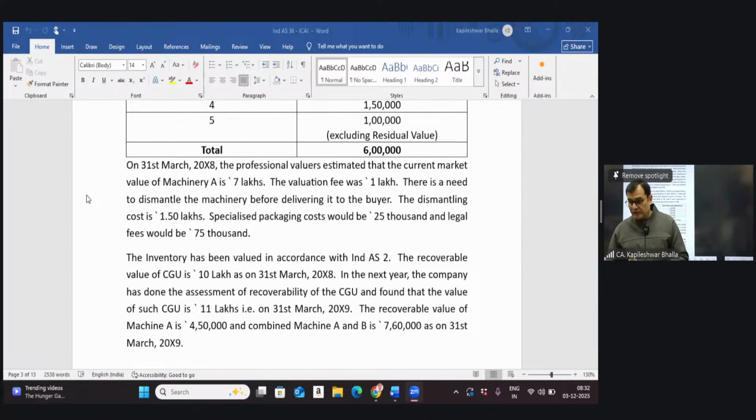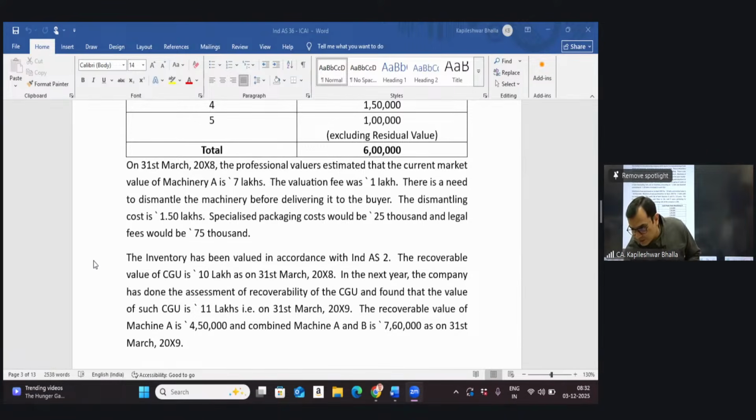So we're going to reduce the dismantling cost of 1,50,000 undoubtedly. We're going to reduce the special packing cost, that is 25,000, and the legal fee of 75,000. It works out at 4,50,000. The valuation fees will not be reduced, because that is the amount which the valuer has taken for the valuation purpose.